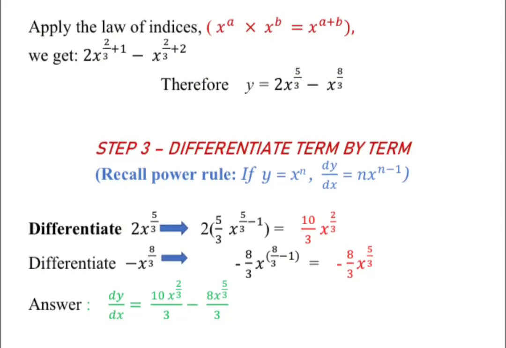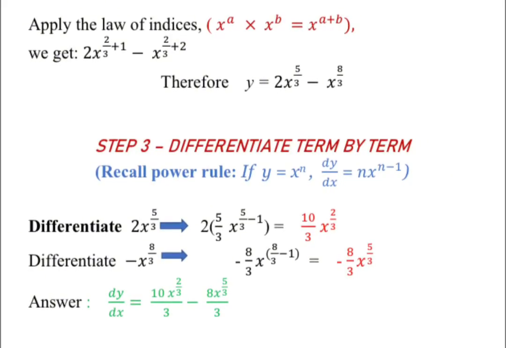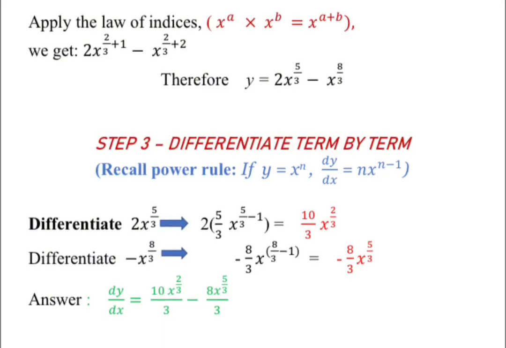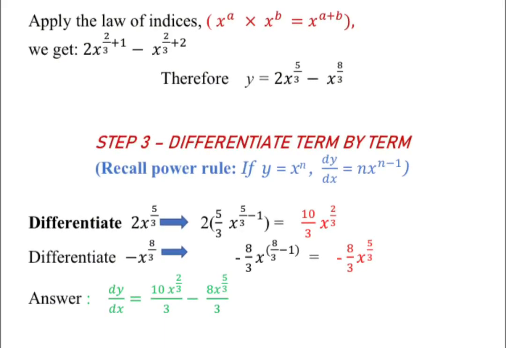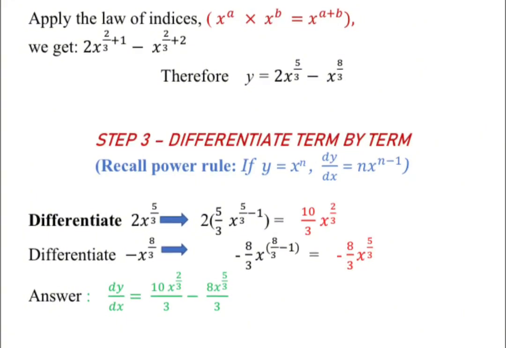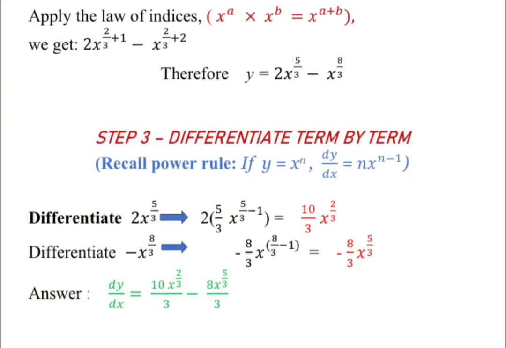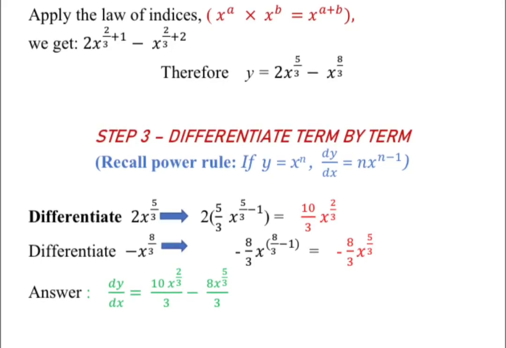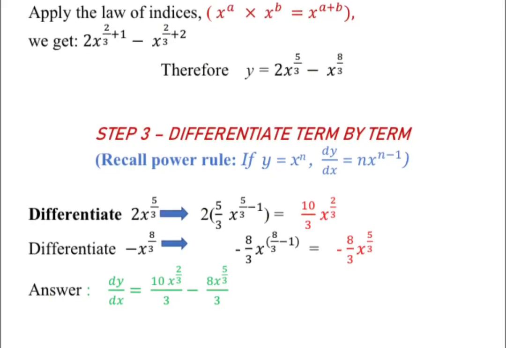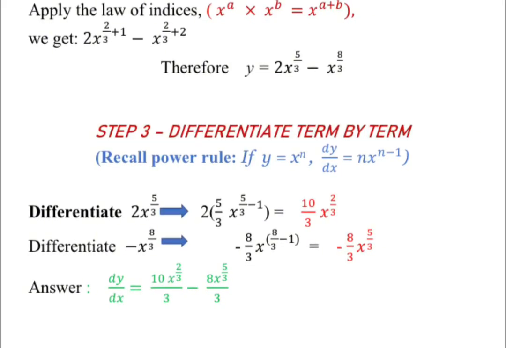So in differentiating term by term, we first differentiate the first term, which is 2x to the power 5 over 3. And this will give us 2 bracket 5 over 3 x to the power 5 over 3 minus 1. See what we've done here? The power of x, which is 5 over 3, multiplies the coefficient of x, which is 2, and reduces by 1, which is 5 over 3 minus 1. And this will give us 10 over 3 x to the power 2 over 3.